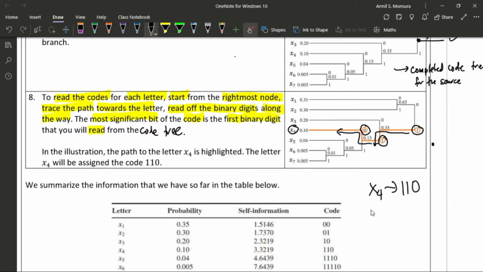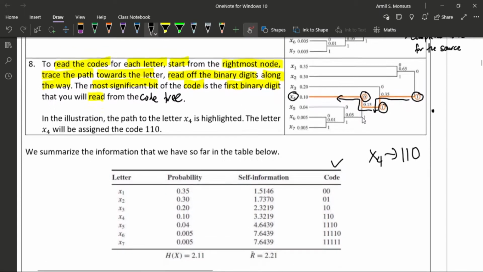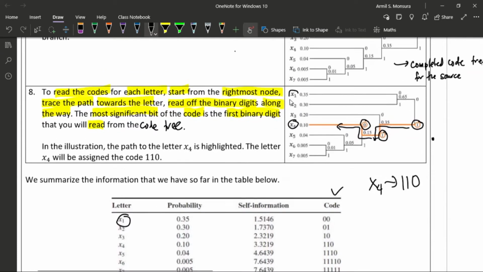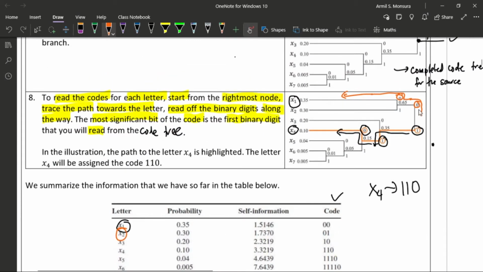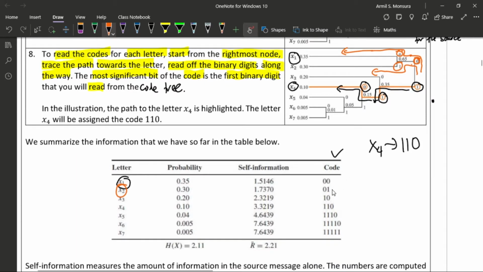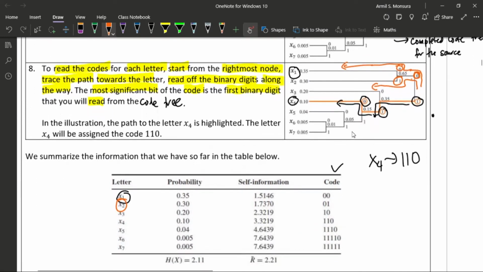So you can actually check these codes from your code 3. Pwede yung i-check yan. For example, si X1 is 0 and then 0. So, X1 is 00. While X2, si X2 naman is 0 and then 1. So, X2 is 01, and so on. So, I leave it to you to verify yung mga codes na to galing dito sa code 3. But that's how we read the completed code 3 for our source.